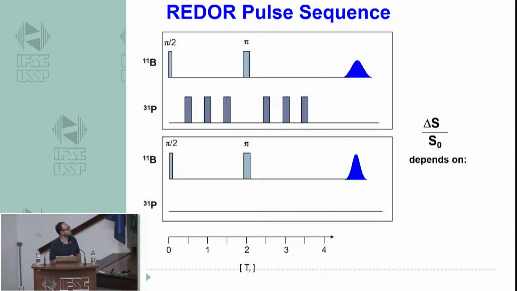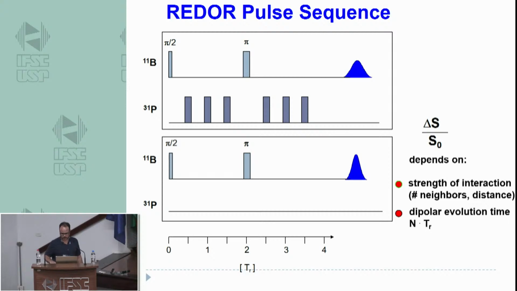Then what we do, we compare with the normal echo, and then we take the difference. From the difference, we can get information solely on the heteronuclear dipolar coupling. So from this, we can get the strength of this interaction. That depends on the number of neighbors that we have and also on the distances. So if we fix the distance, for example, we can get information about the coordination.